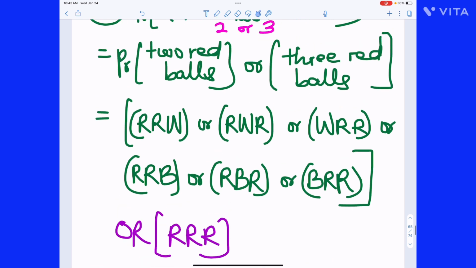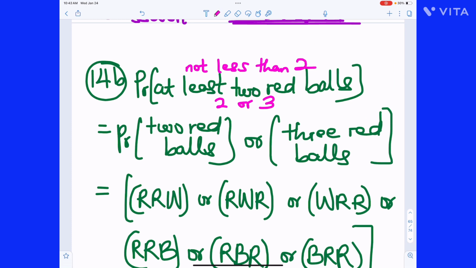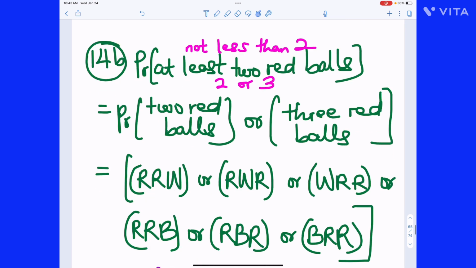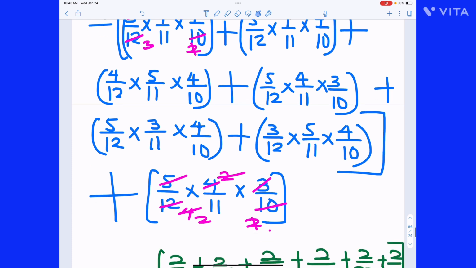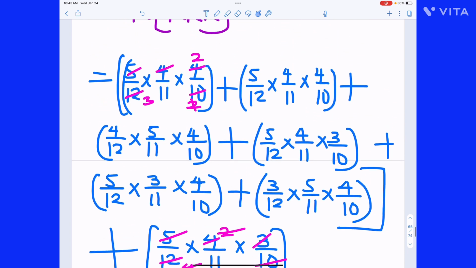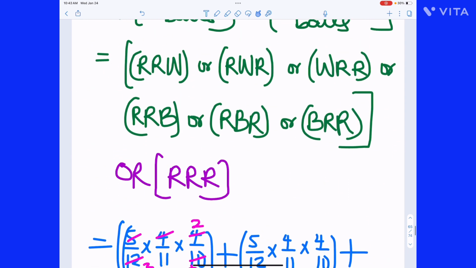So we have to add, because we are looking for the probability of picking 2 reds or 3 reds. At least 2 reds will mean 2 reds or 3 reds. So we compute them separately like this to get our answer. I think I'm going to need to explain this one by one.